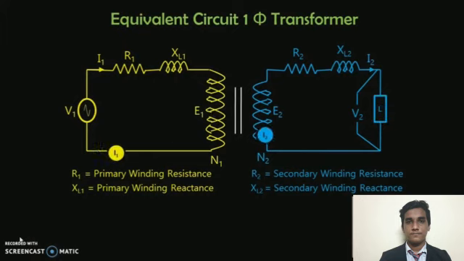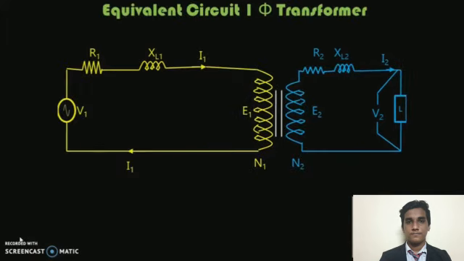Now if we want to analyze the transformer, we have to work on both windings, the primary winding as well as the secondary winding. Only then can we analyze the transformer. But it is convenient if we transfer the secondary winding parameters to the primary side, or the primary winding parameters to the secondary side, because then we have to work on only one of the windings. After that, we can find the equivalent circuit of a single phase transformer for the analysis. In this case, we are going to transfer the secondary winding parameters to the primary side.